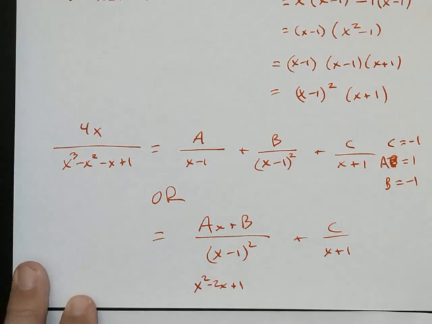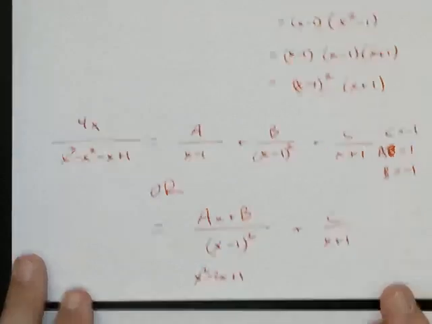So doing the repetition, if it was cubed, I'd have 3 of them. I'd have a over x minus 1, b over x minus 1 squared, and c over x minus 1 cubed. I get 1 for each power. And it's got to have all the powers going all the way up.